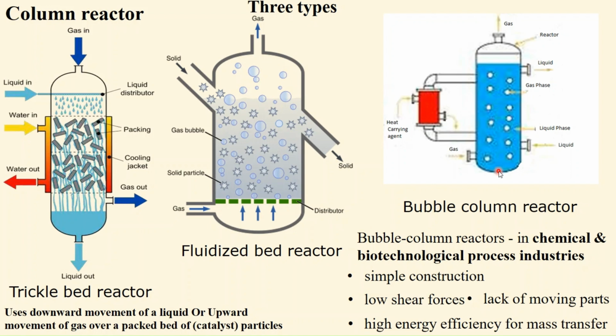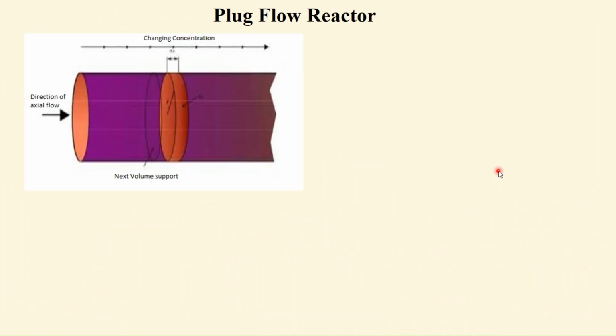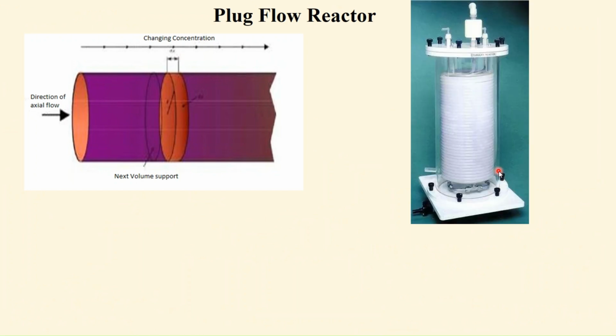Ultimately, the continuous flow reactors will be helpful for achieving the chemical reaction in a very efficient manner. It all depends upon the heat transfer and the mass transfer. The heat transfer is the most important factor. Then there are plug flow reactors. In these plug flow reactors, the cross section is shown over here and the instrument is shown over here.